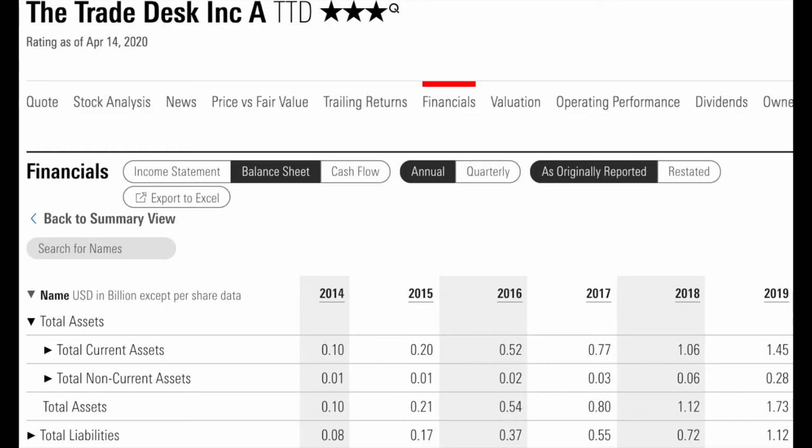Now, why this is important is I actually emailed one of the executives, and he told me rather than looking at the cash flows, actually be looking at working capital. The company has very low debt of $1.12 billion. The company has total current assets of $1.45 billion.